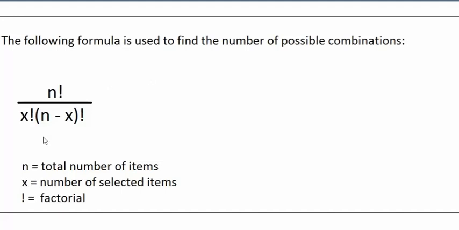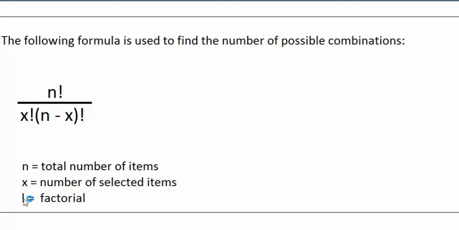So you have n, which is the total number of items. It's the number of items in the pool of items that you're selecting from. So in the picture that I just showed you, n would have been 3 because you're selecting from three different shapes. X is the number of items that are being selected. So in the situation we just looked at, X would be 2 because we're selecting two shapes from three shapes. So n was 3, X was 2.